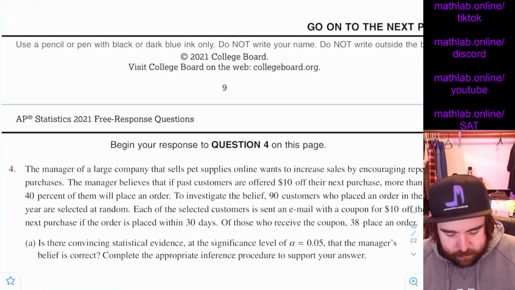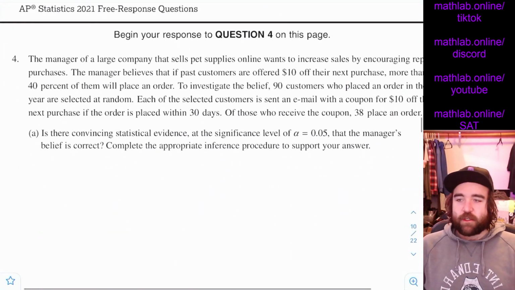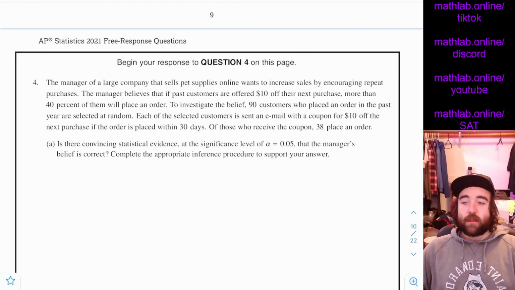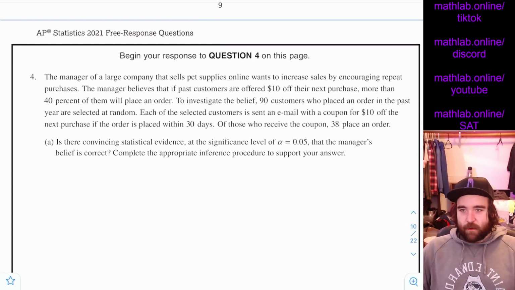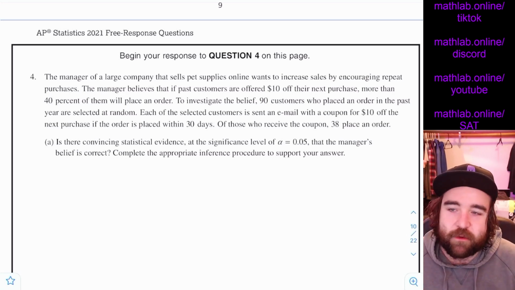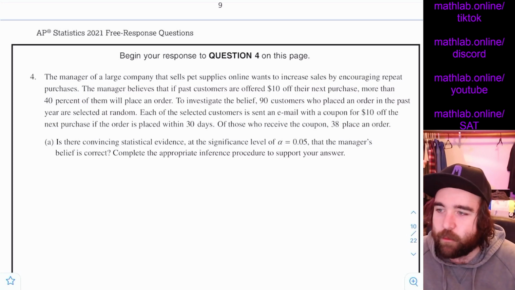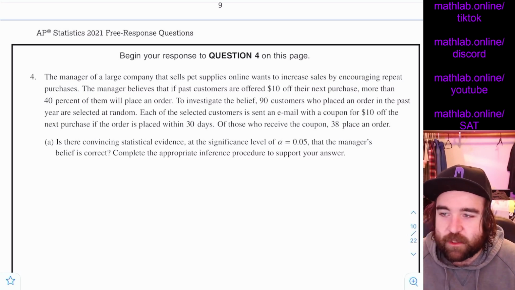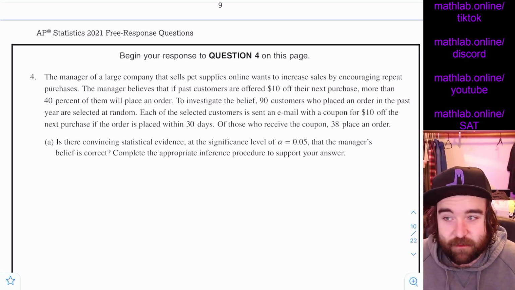All right, number 4. Don't look at the answers. A manager of a large company that sells pet supplies online, Ryan Cohen, wants to increase sales by encouraging repeat purchases. The manager believes that if past customers are offered $10 off their next purchase, more than 40% of them will place an order. That's a strong belief.